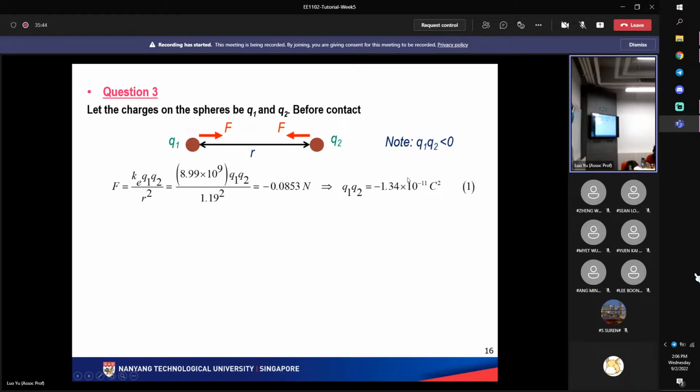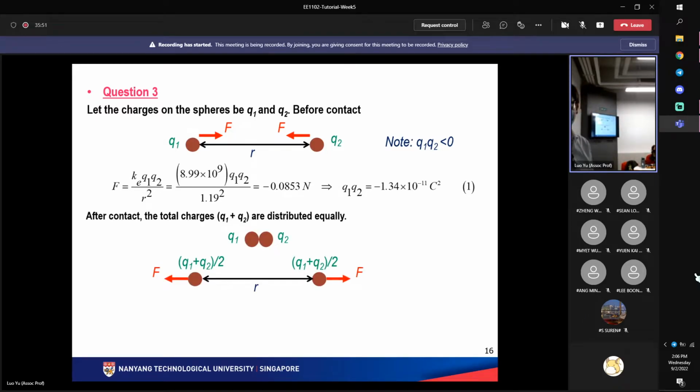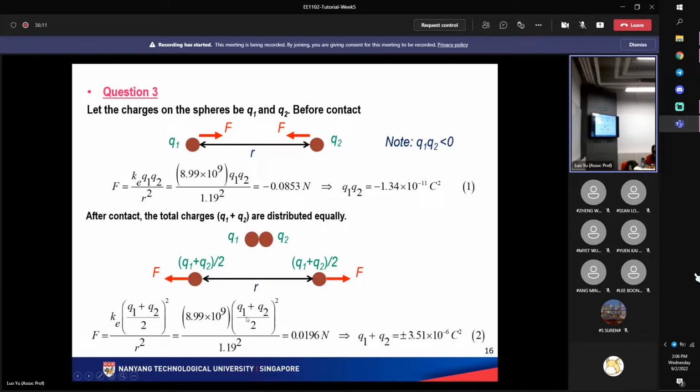But we know one equation is not enough for us to solve two parameters. We need another equation. The other equation is that when the two charges are brought into electric contact, they repel each other with another force. In this case, the total charge Q1 plus Q2 is equally distributed across the two particles, so each has (Q1 plus Q2) divided by 2. Now if you apply Coulomb's formula and rearrange it, because of this square, Q1 plus Q2 can be plus or minus this value.